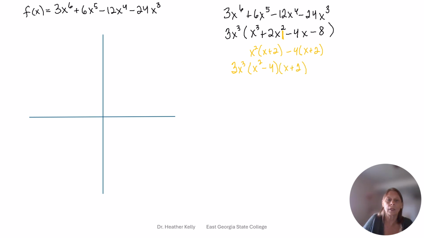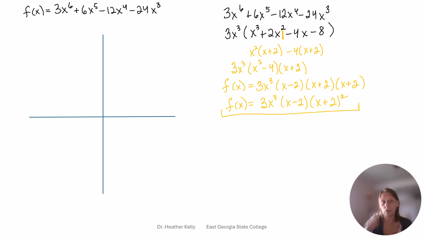Let me go ahead and finish this up with the factoring. This is 3x cubed times x minus 2, x plus 2, another x plus 2, and we want to write this in the most simplified, most sophisticated way. So that's going to be 3x cubed times x minus 2 times x plus 2 squared. This is the full factored form here.